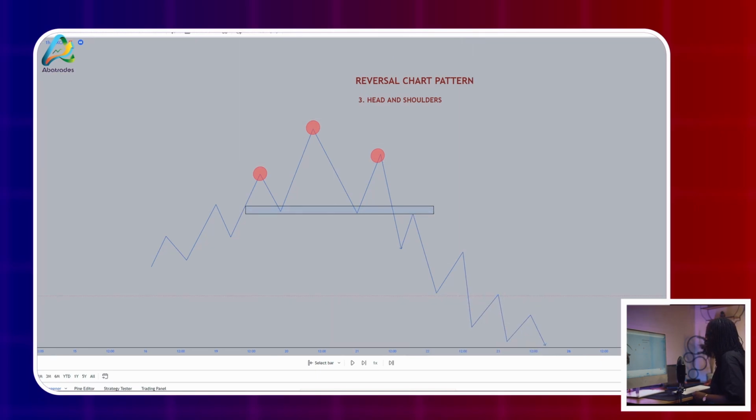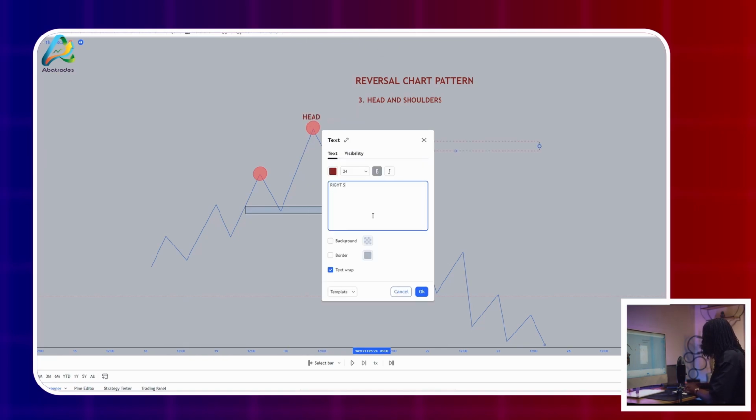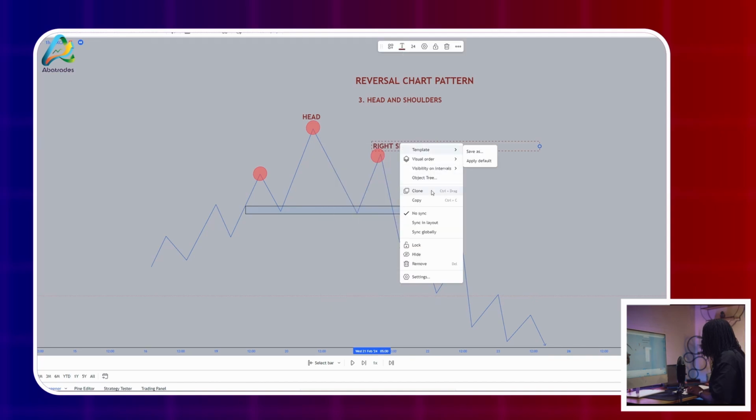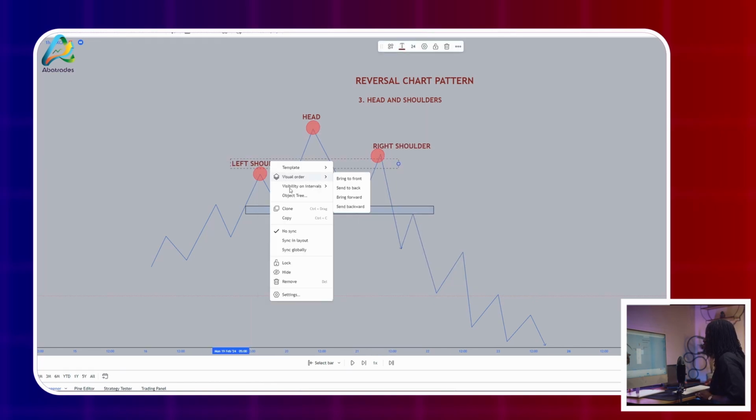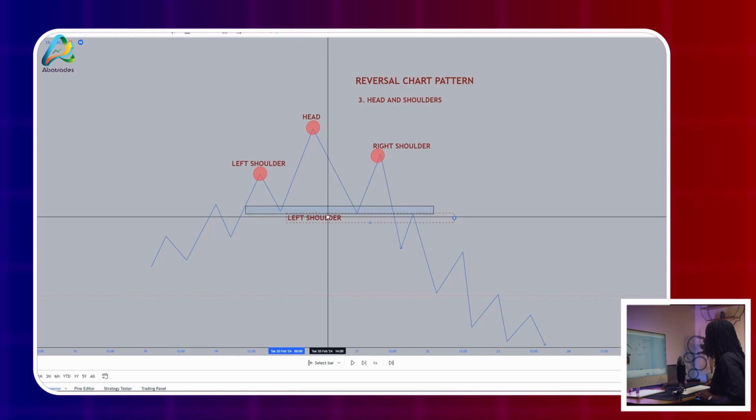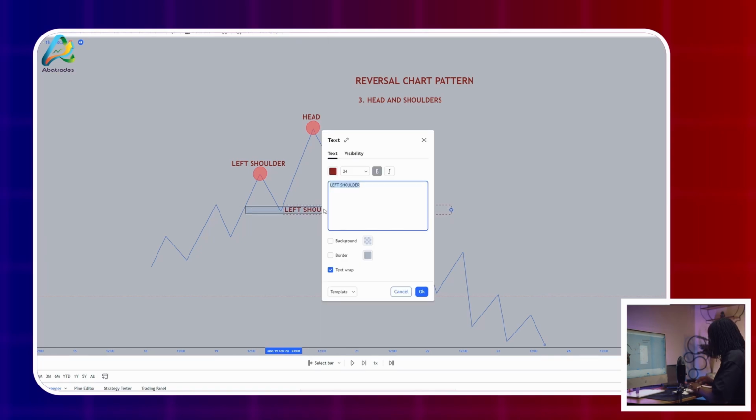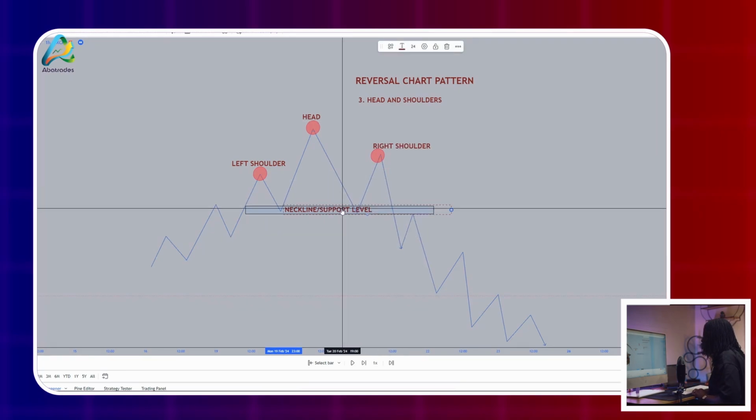So this is how your head and shoulders looks like. Let me just write it down so that you can have a visual picture of how it looks. So this is the head, and we have the right shoulder here, and then we have the left shoulder here also. So once we have this, then this place also becomes a neckline. This is the neckline or support. So let's make it neckline slash support level. Hope that makes sense.